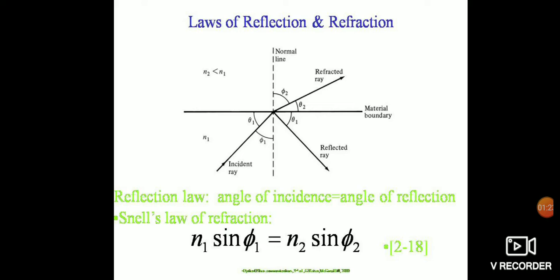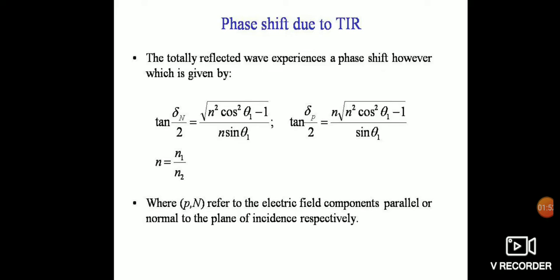In the same way, some fraction of the light is reflected, making angle theta 1. The reflection law says the angle of incidence is equal to the angle of reflection, and by Snell's law of refraction, n1 sin phi 1 is equal to n2 sin phi 2. Now the phase shift due to total internal reflection, we can find using the formula.